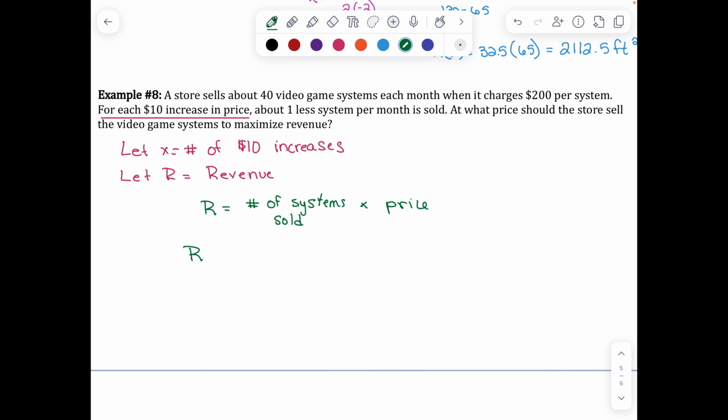So we'll have the revenue of x is equal to, so how many systems are we selling? We're selling 40 systems and we're losing one system per $10 increase, so 40 minus x. How much are we selling them for? $200 plus $10 times the number of increases, so 10x.